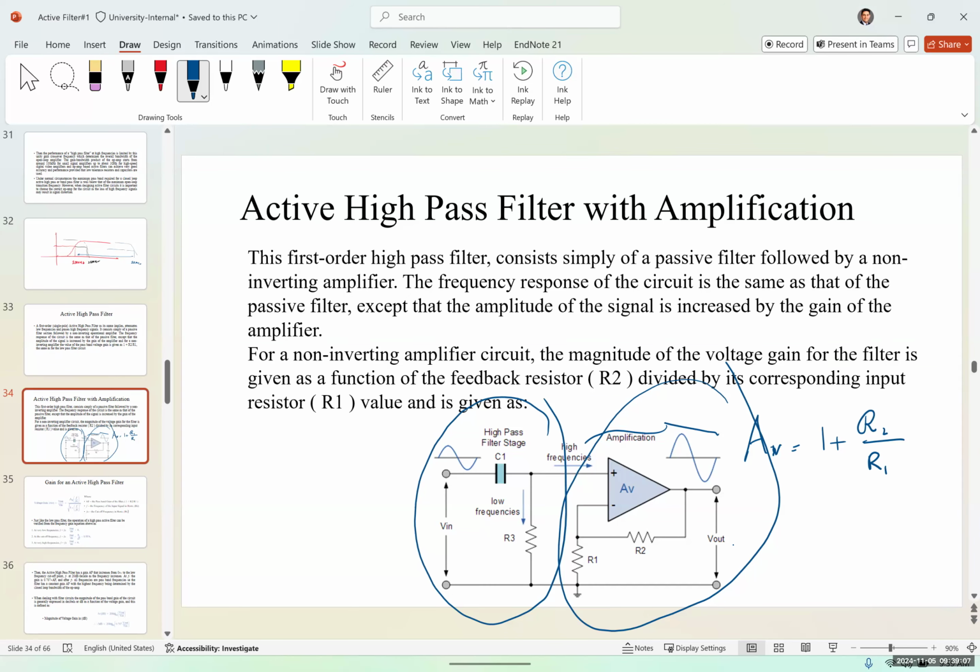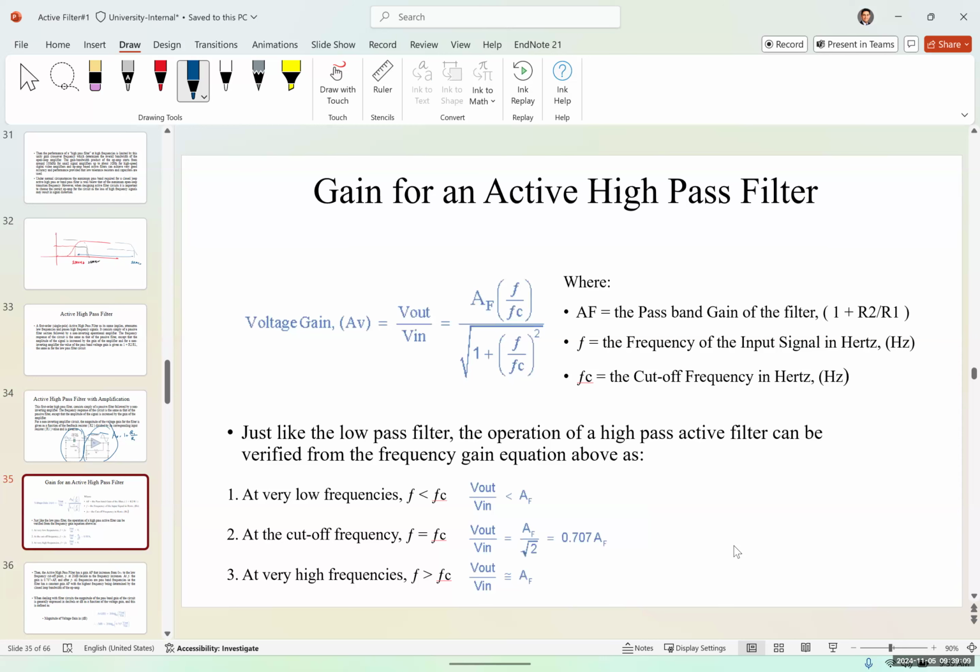And the gain for an active high-pass filter is as follows. Voltage gain is going to be Vout over Vin. It's going to be AF times F, the frequency, over FC, which is the cutoff frequency, over the square root of 1 plus (F over FC) to the power of 2. AF is the passband gain, or in other words, the maximum gain that you see in the system, which is equal to 1 plus R2 over R1.